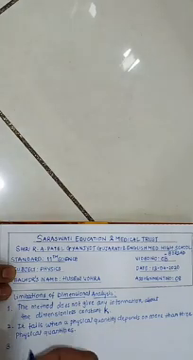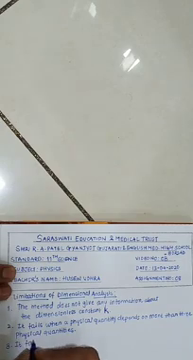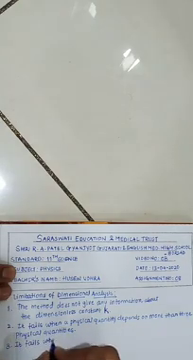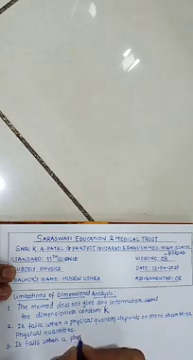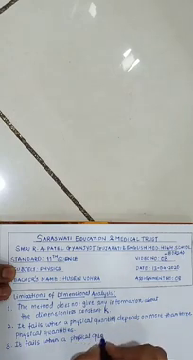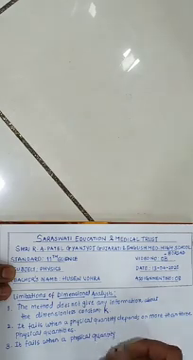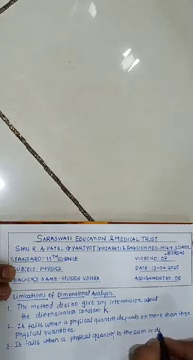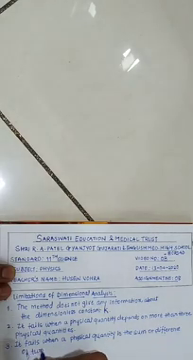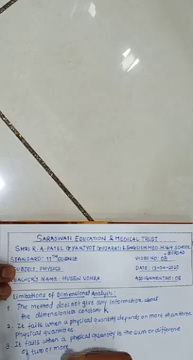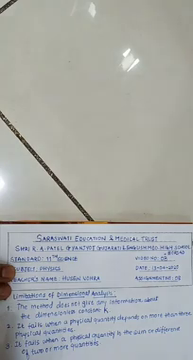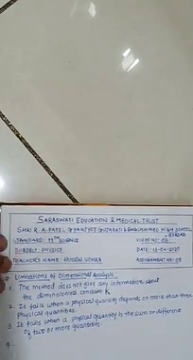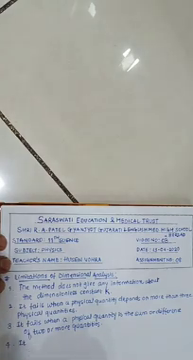Third, it fails when a physical quantity is the sum or difference of two or more quantities. Clear? Fourth point: it fails to give information regarding trigonometric ratios.